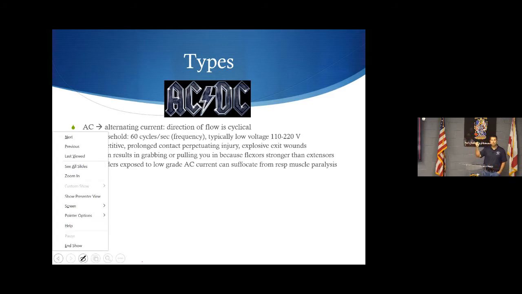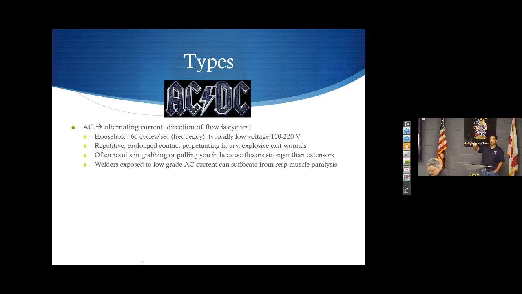Why do you tend to grab? Which muscles? So you've got flexors and extensors, and your flexors tend to be stronger than your extensors. So you're going to tend to grab it and hold on to it. So welders can end up having suffocation injuries, even from just this low-grade AC current. They can get respiratory muscle paralysis and end up suffocating.